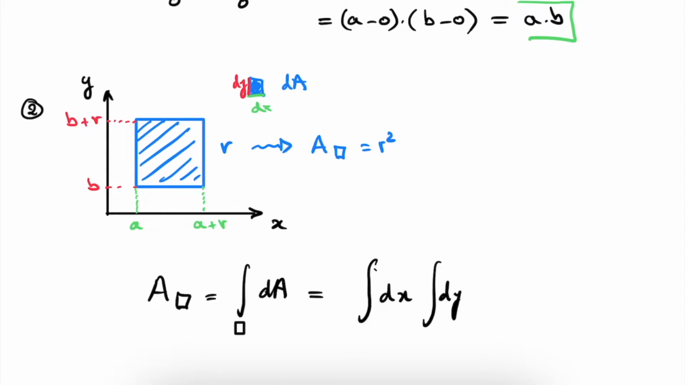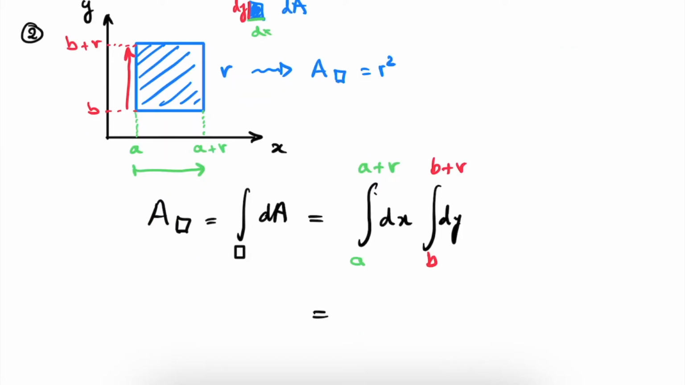For dx, we see that we are integrating from a all the way to a plus r. So we just write it down here. We integrate from a to a plus r. In the same sense, we are integrating y from b all the way to b plus r. So we integrate from b to b plus r. And now we have two integrals that we can very easily integrate.